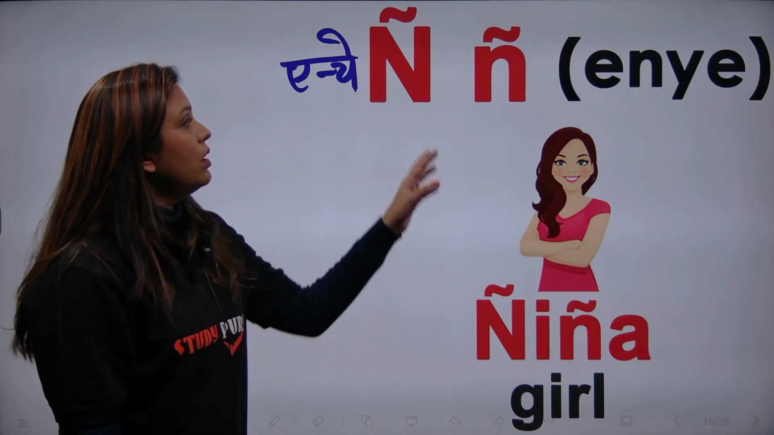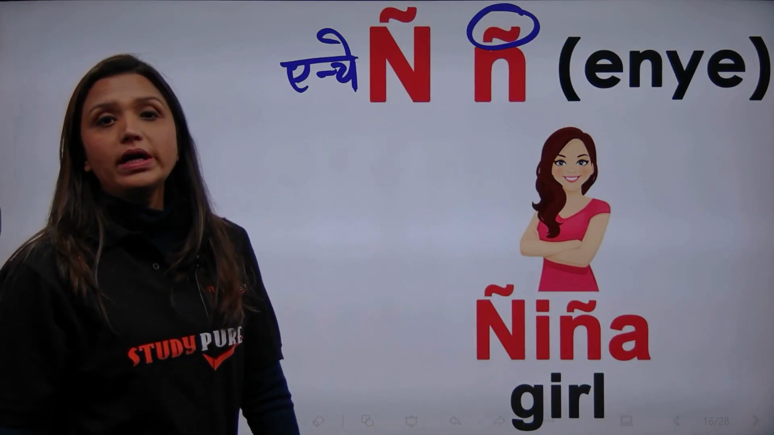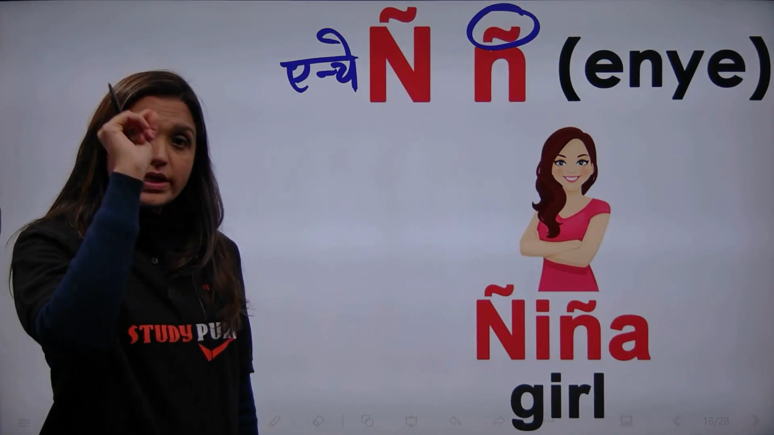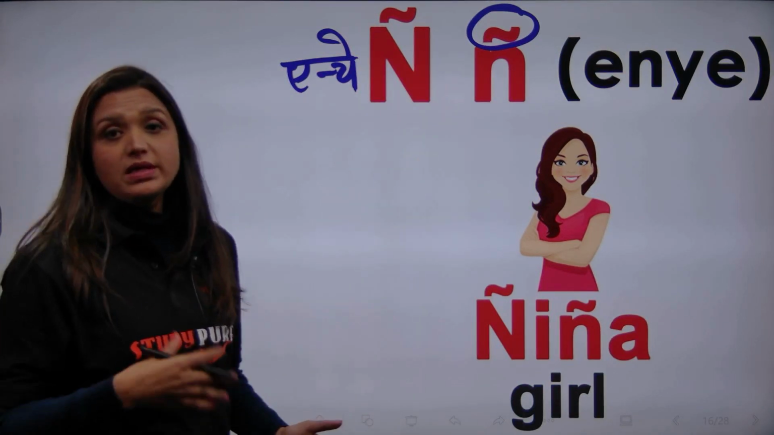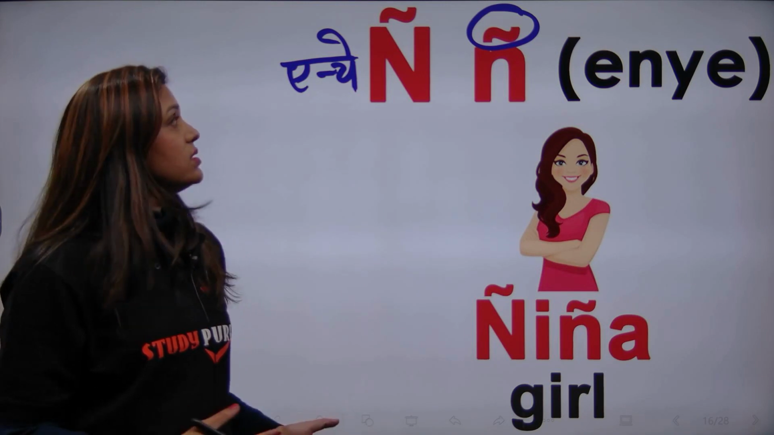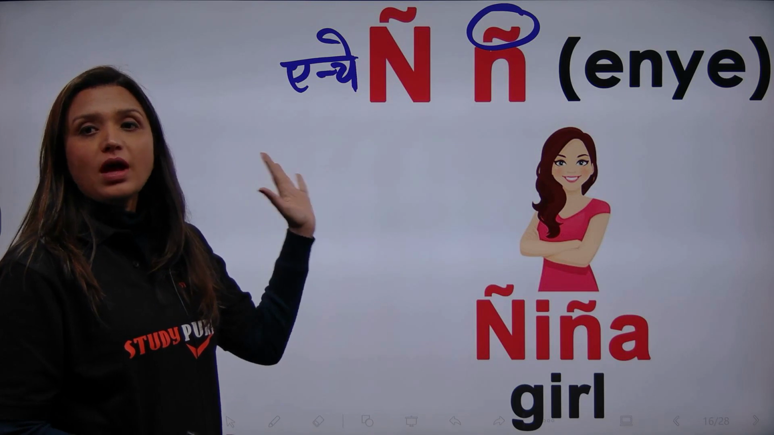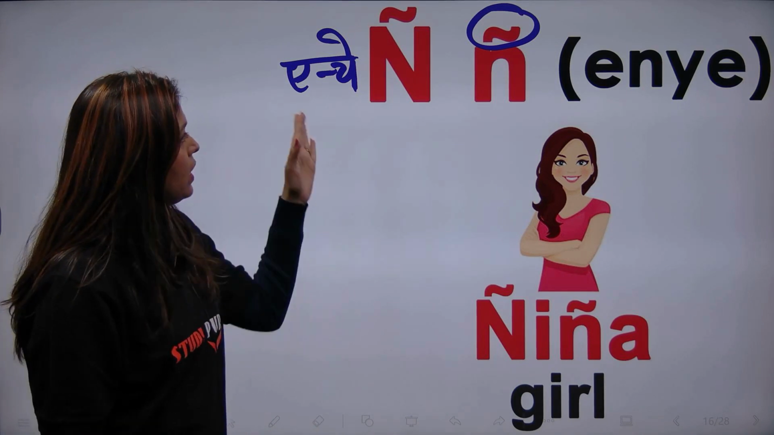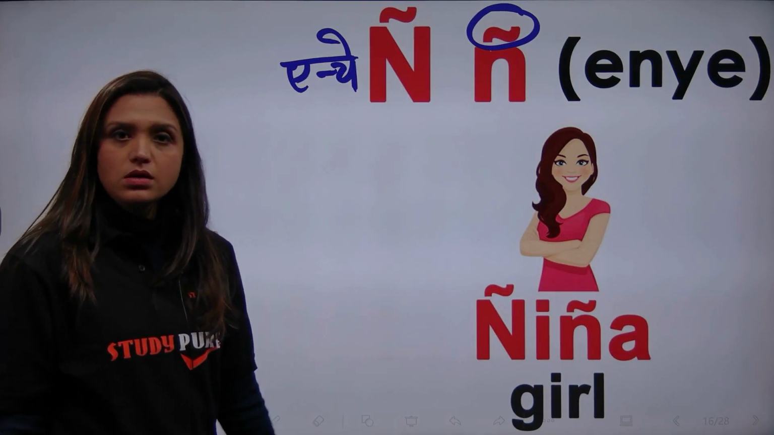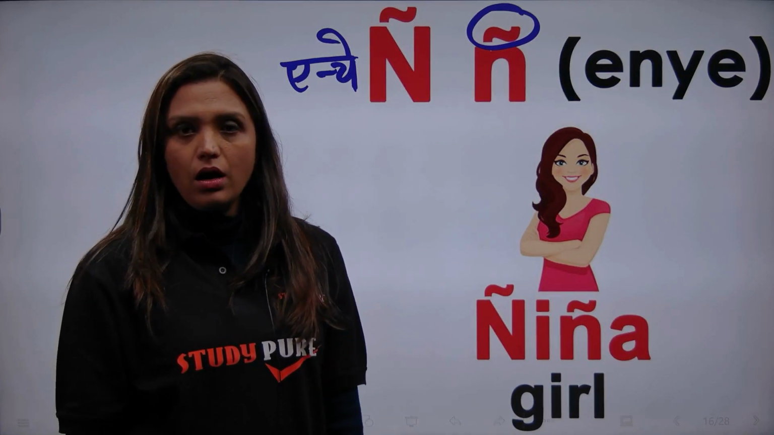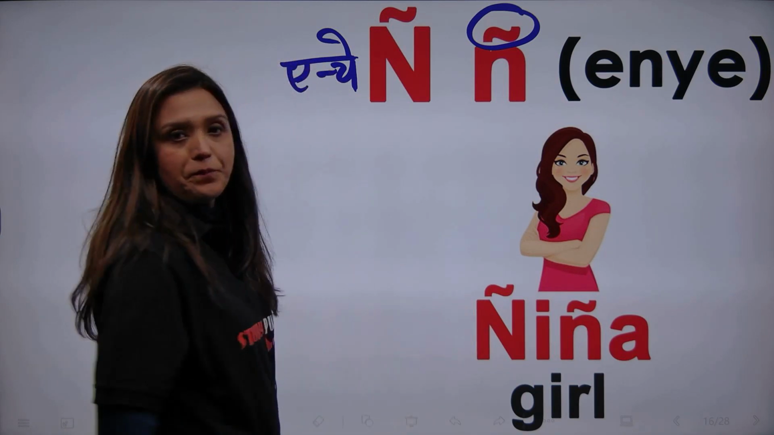Ñ. Now if you will notice, this is called a tilde. So you have the special symbol on top of N which makes it an Ñ. This is the Ñ sound, and this is a special Spanish alphabet. We don't have it in English. Ñ is for niña. Niña is a young girl. Niña. So that's niña.